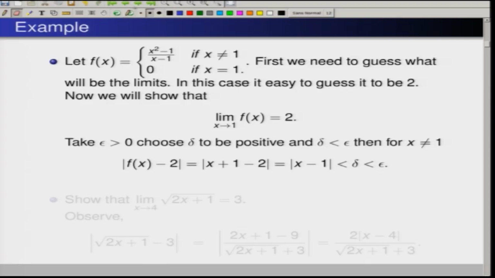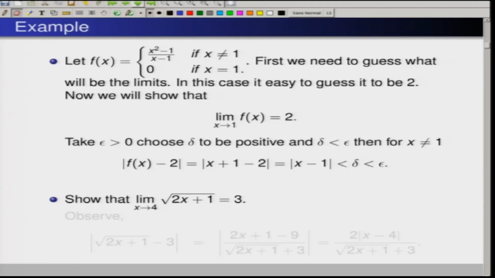Now, let us do another example. Here it is given to us that the limit as x goes to 4 of square root of 2x plus 1 is equal to 3. So here we do not have to do any guesswork; we need to prove that the limit is equal to 3.